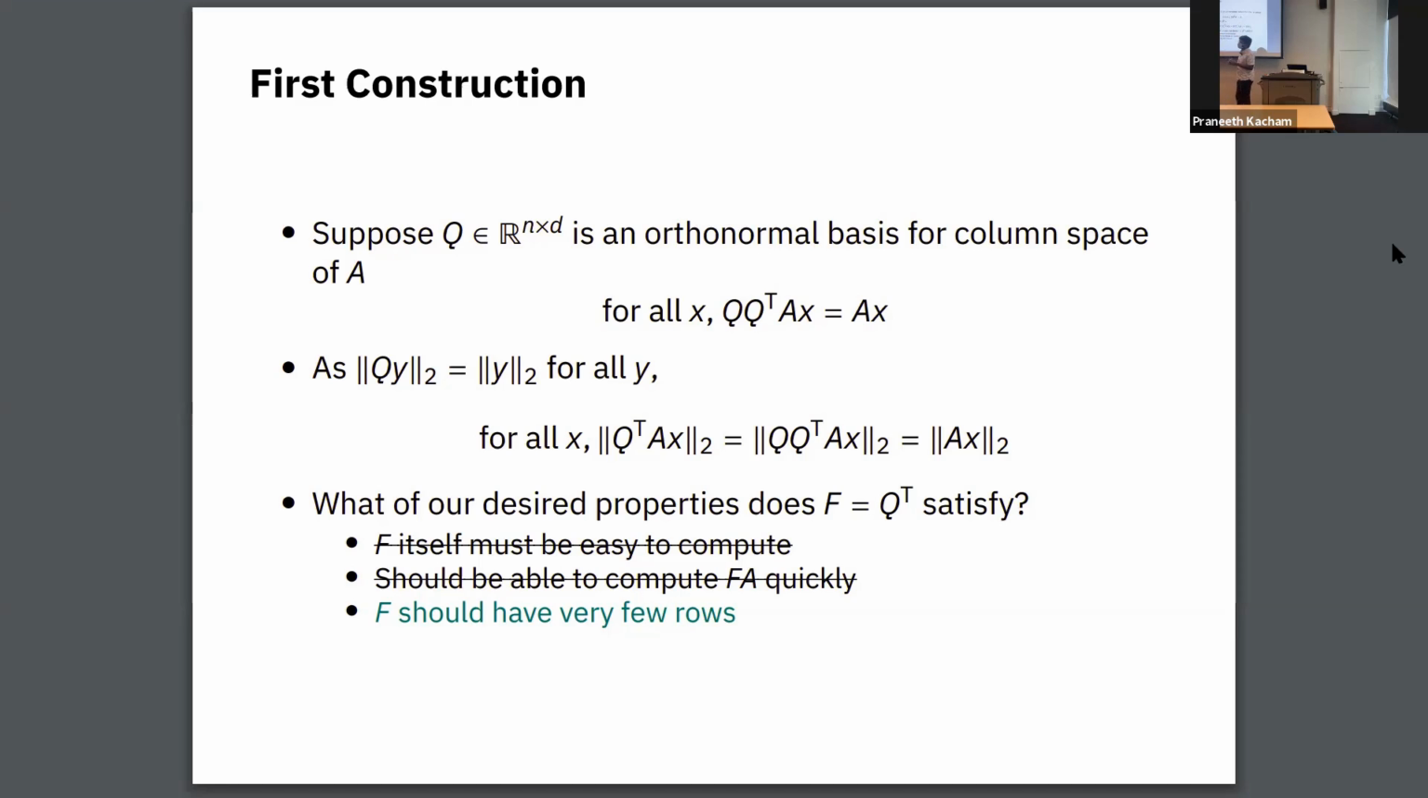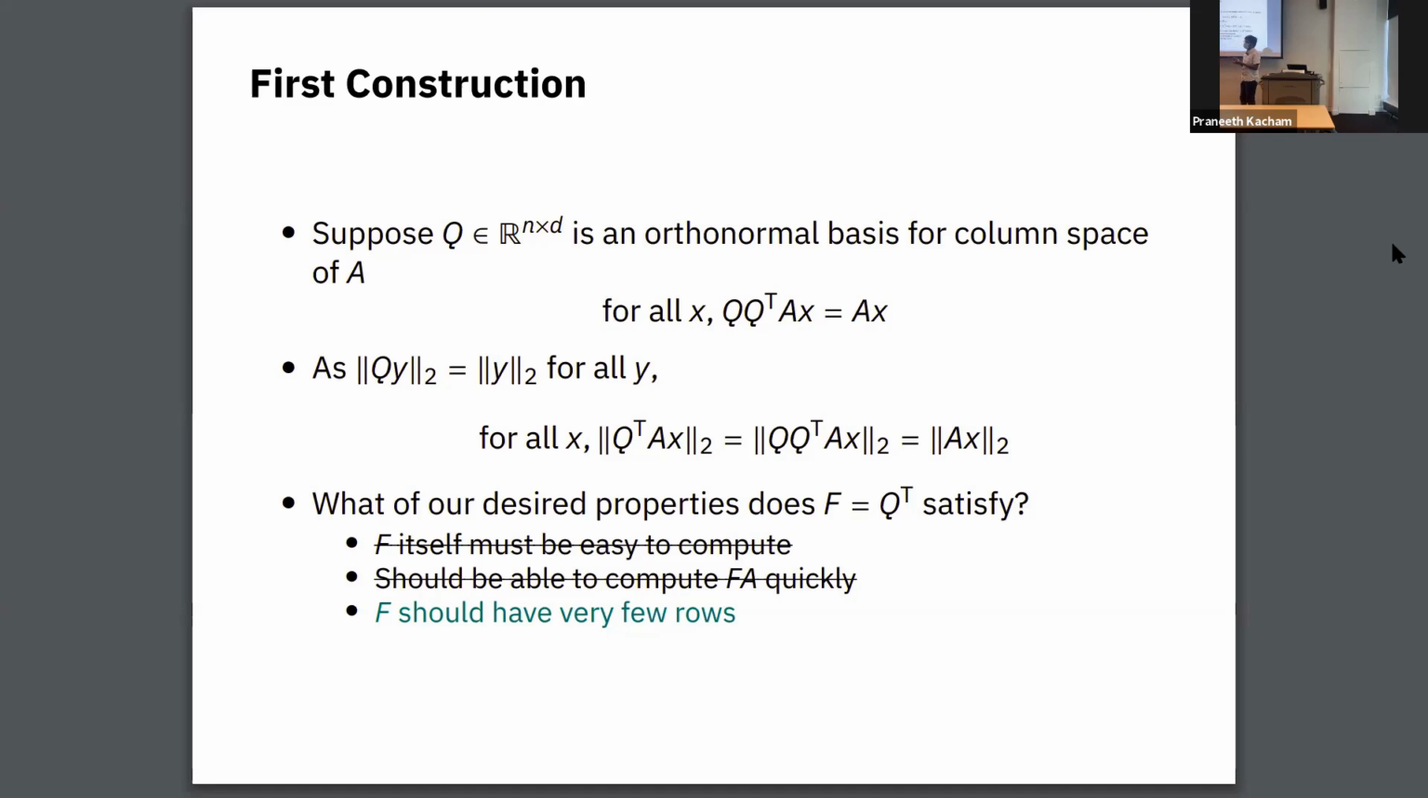So what we have is this matrix Q transpose is a perfect subspace embedding for the subspace of A, I mean, the column space of A. But what properties does this even have? We wanted F itself to be easily computable, but computing Q is very slow given a particular matrix A. So we don't have this. We should be able to compute FA quickly.